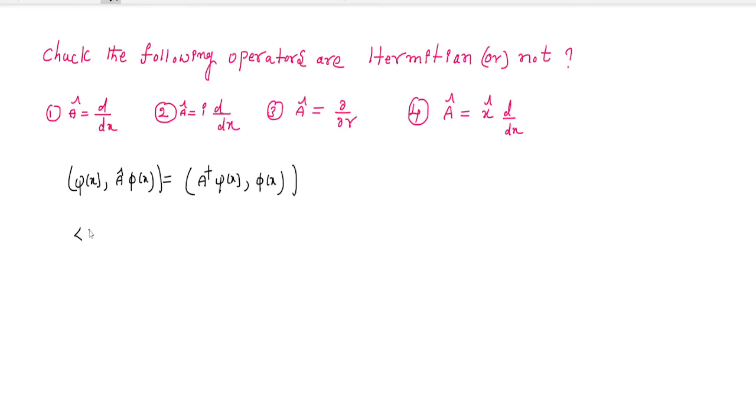Or we can write it in Dirac bra-ket notation, with wave function psi. Psi with the operator A acting on wave function phi is equal to A dagger psi with wave function phi, and this is the inner product of psi and phi. Okay, so this is the basic definition of a Hermitian operator. If A dagger equals A, then we can call that operator Hermitian. Simply.